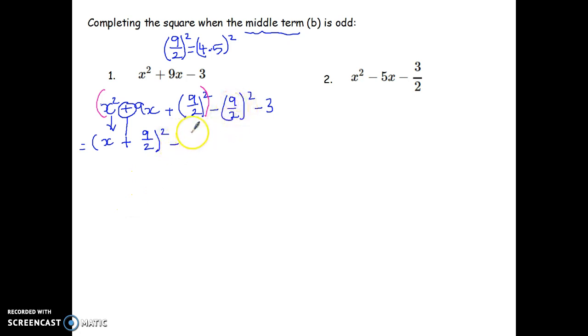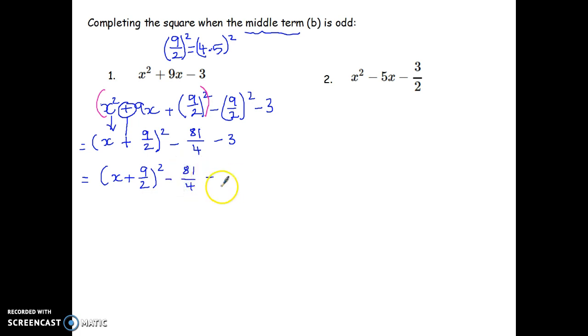Now 9 on 2 all squared is actually just 9 squared on 2 squared. And then I take 3. So the completing the square bit is actually quite simple. Just leave it as a fraction. Don't try anything fancier than that. Now we have to neaten this up. I've got minus 81 on 4, and I have to take away 3.